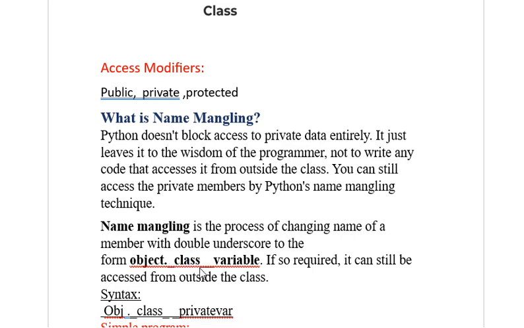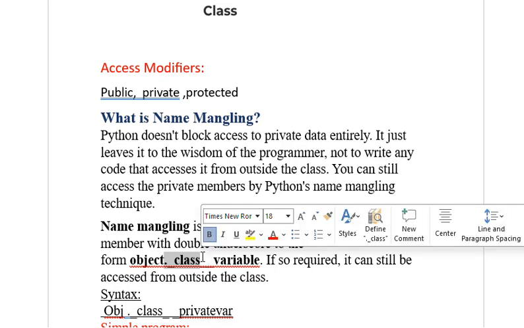underscore class underscore variable. It means we take the object creation variable, which is object dot single underscore, and then the class name in the particular code. We have to specify the class name with the single underscore, and then the private variable which we want to access outside the class. That private variable name we have to specify using the double underscore.